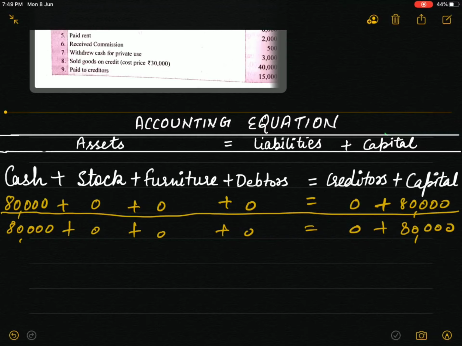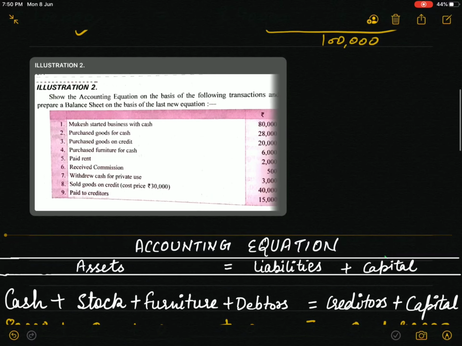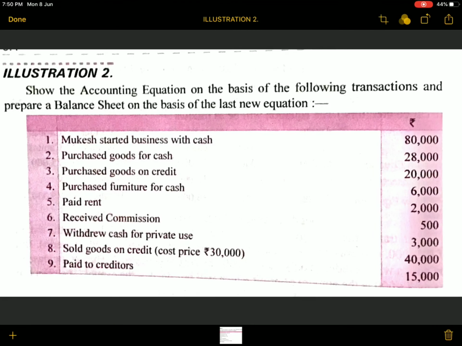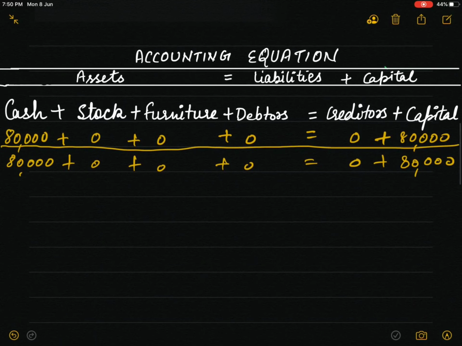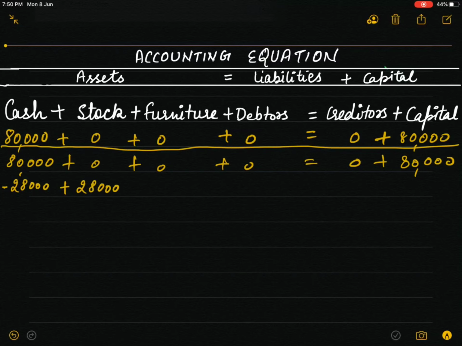Now the next transaction is purchase of goods for cash rupees 28,000. What is the effect of this transaction? The goods are coming into the business and cash is going out from the business. The amount is 28,000. Cash is going out, so it will be minus from the cash 28,000. But stock is coming into the business, 28,000. Others have no effect.